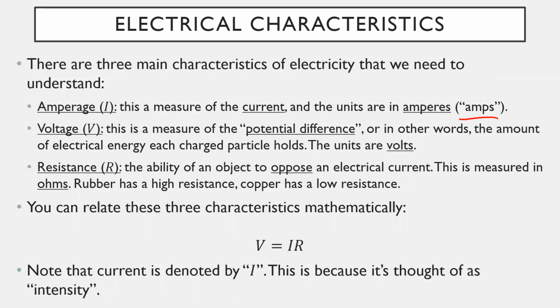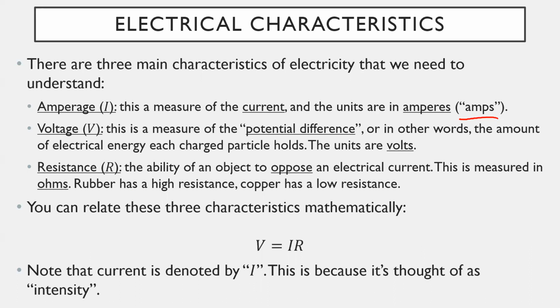Now, voltage is one that's a little bit more obscure, but it's one you've almost certainly heard of before. Voltage is a measure of the potential difference. And that doesn't mean much to us, at least not quite yet. But in other words, voltage is the measure of electrical energy that each charged particle holds. So as those charged particles are going through the circuit, the voltage is how much energy each of those particles holds. The units for voltage, not a big surprise, are volts. We're going to get into that one in more detail in a moment.